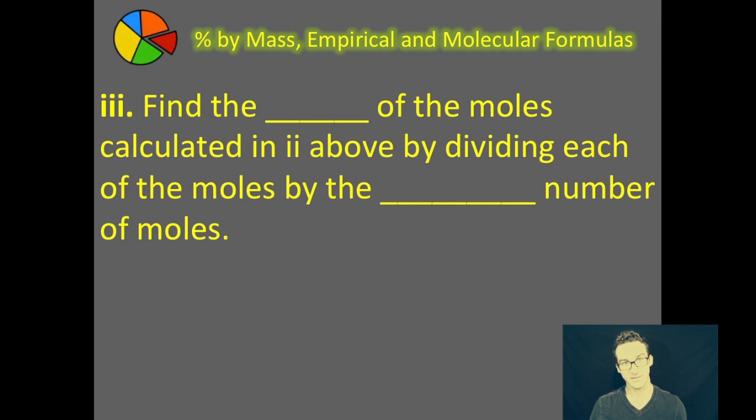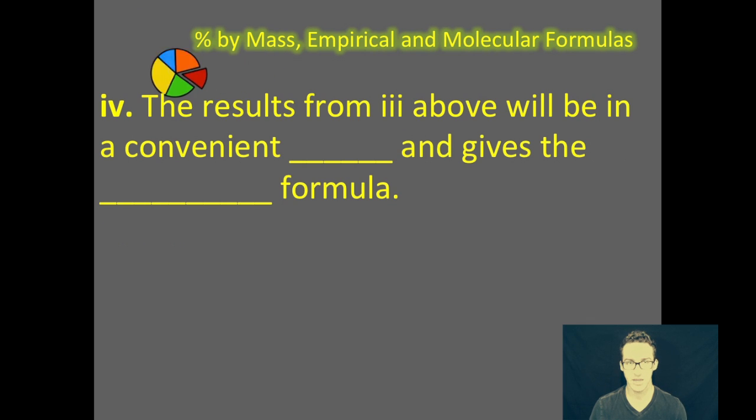Number 3, find the ratio of the moles calculated in number 2 above by simply dividing each of the moles by the smallest number of moles. Again, empirical formula is a ratio or comparison. How much of one in moles to how much of another element in moles. Number 4, the results from number 3 above will be in a convenient ratio, and gives the empirical formula.